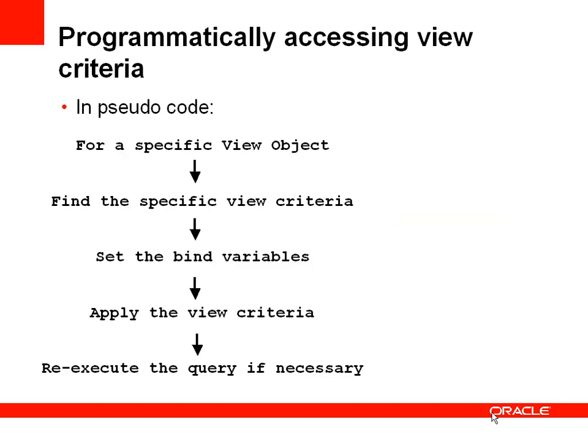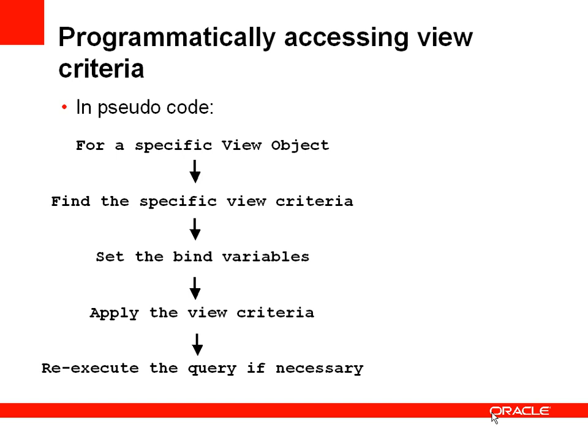So how do you programmatically access a view criteria? In this example I'll be accessing the view criteria from the user interface via a button. So in pseudocode what we need to do is look at the view object. Now the view object holds information about the select or the query statement that represents a view object. For a view object we then need to find a predefined view criteria. So these are view criteria that you would set up at design time. For example, a view criteria to filter on job ID or department ID.